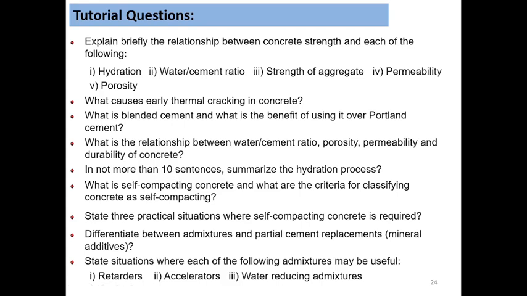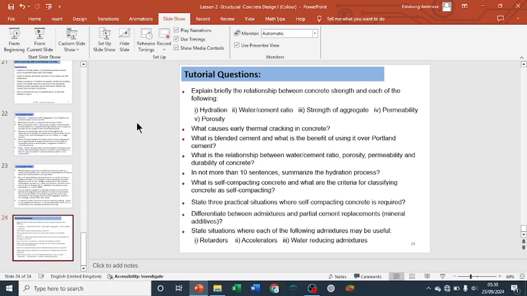So we have a few tutorial questions here that you can use to test yourself on how you have understood the lesson. So this is where we are going to pause in this part 2 of our lesson. Look out for part 3 on structural steel design.